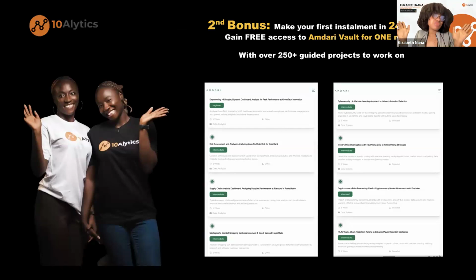Now this is not for everyone. For the 1% of the 1% that wants to work on more projects, you want to build your portfolio, you want to get more experience, you get access to over 250 guided projects to work on. Guided projects meaning you actually get people guiding you through how you can work on this project so that you can build your portfolio. Again, just for people who are able to make their first installment within a few hours, okay? Not for everybody at all.